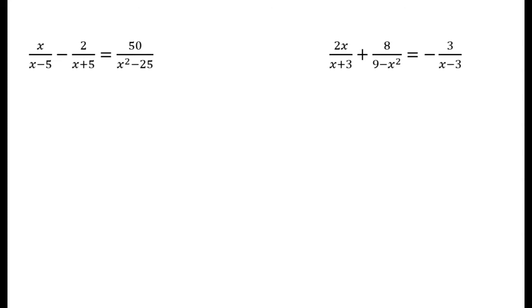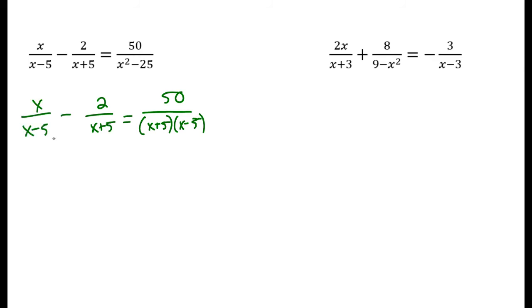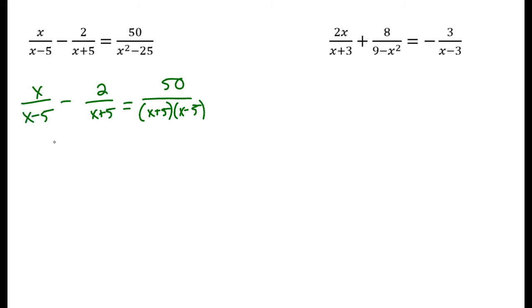The third one here, I've got x divided by x minus 5 minus 2 divided by x plus 5 equals 50 over x squared minus 25. Well, this looks kind of promising because I know that's x plus 5, x minus 5. And that's a 50 up top, because that's the difference of perfect squares there. And that's good, because I already have factors of x minus 5 and x plus 5 over here. So everyone needs both factors.